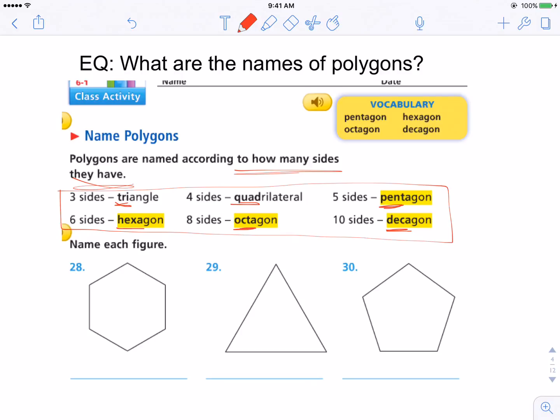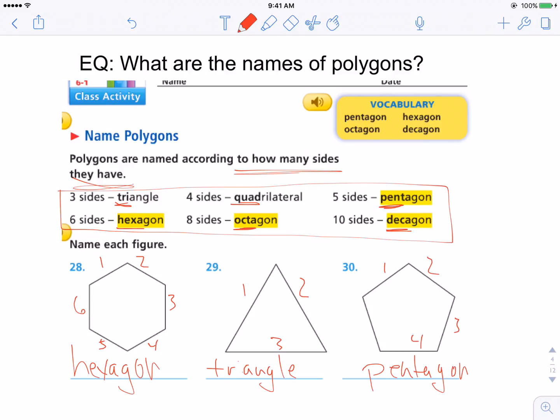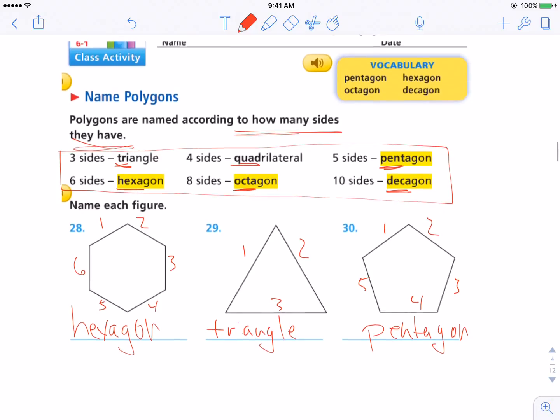So the figure in number 28 is a hexagon, and we know that by counting its sides: 1, 2, 3, 4, 5, 6 sides. The next one is a triangle, and we know that by counting its sides: 1, 2, 3 sides. Number 30 is a pentagon, and we can tell that by counting sides: 1, 2, 3, 4, 5 sides. Scrolling down.